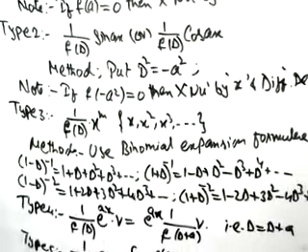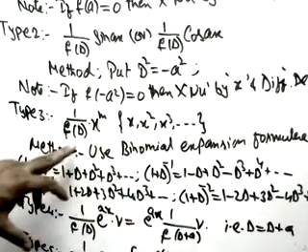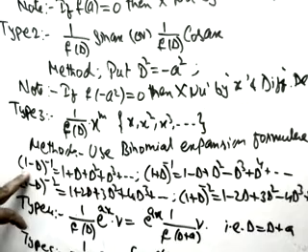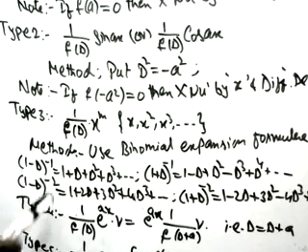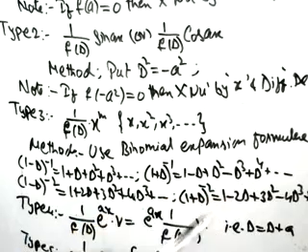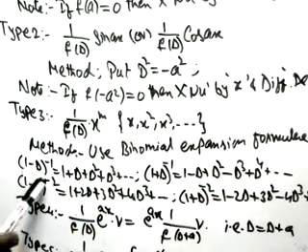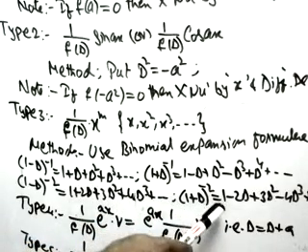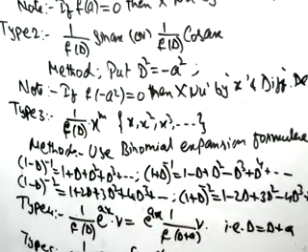So, next one is type 3 questions. When we get algebraic terms, x or x square or x cube, we have to use binomial expansions. For that, we are using the binomial theorem expansions. (1 minus D) power minus 1 is 1 plus D plus D square plus D cube and so on. In the same way, (1 plus D) power minus 1 is 1 minus D plus D square minus D cube and so on. (1 minus D) power minus 2 is 1 plus 2D plus 3D square plus 4D cube. (1 plus D) power minus 2 is 1 minus 2D plus 3D square minus 4D cube.